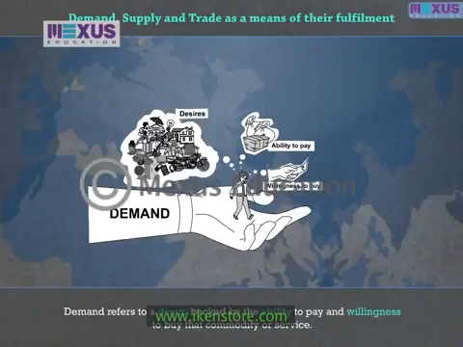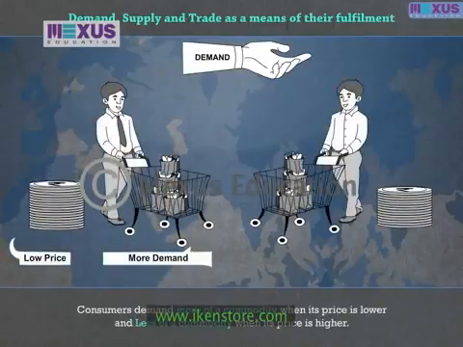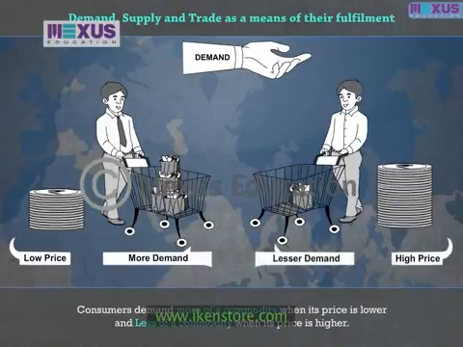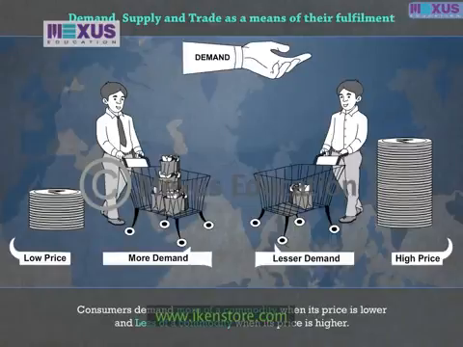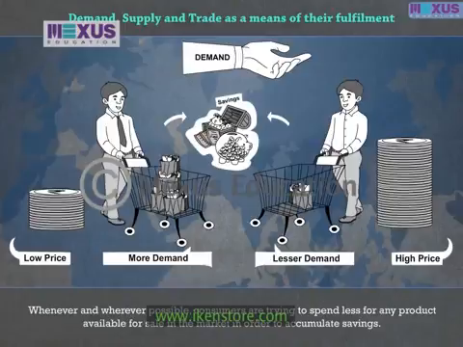It has been a common observance that consumers demand more of a commodity when its price is lower and less of a commodity when its price is higher. This means whenever and wherever possible, consumers are trying to spend less for any product available for sale in the market in order to accumulate savings. This is what we term as economizing in day-to-day nomenclature.